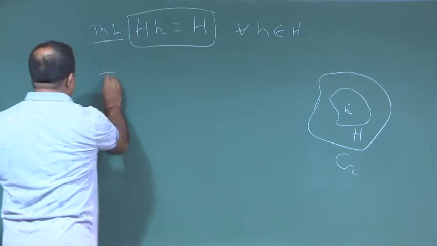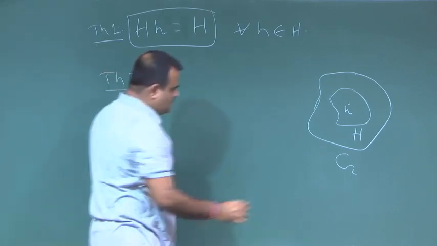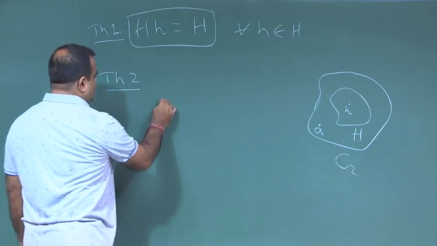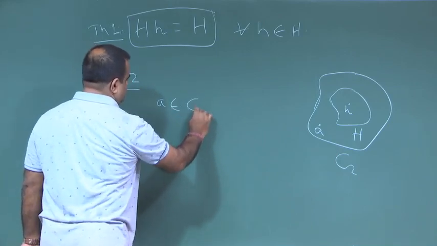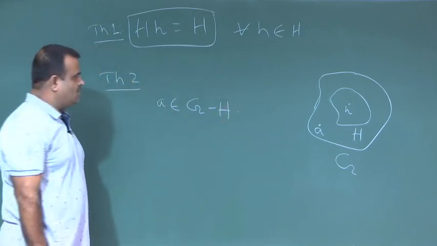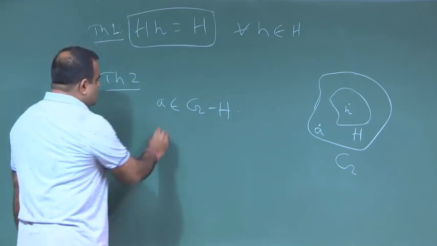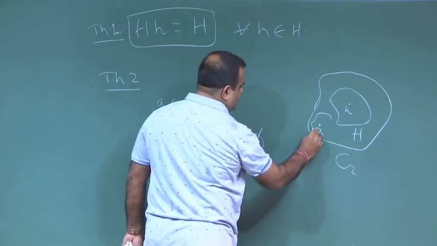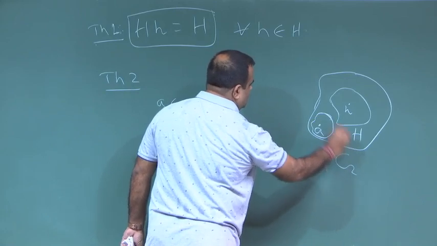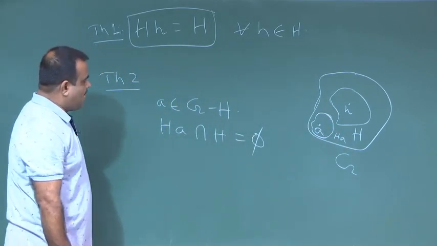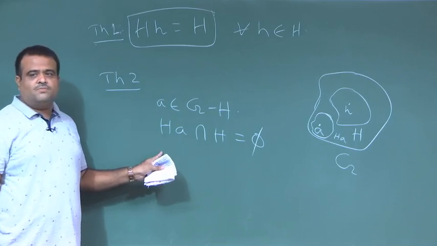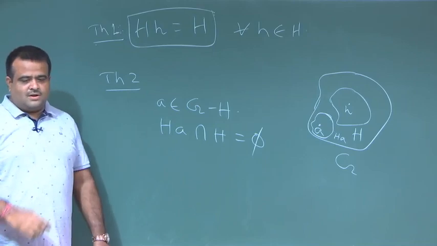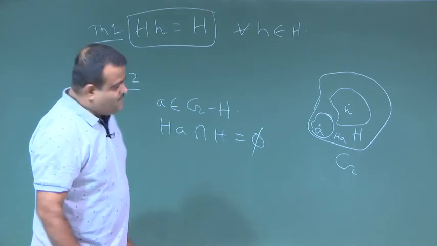Now, theorem 2 is: if you take an element a which is not in H, so a belongs to G minus H, then Ha and H are disjoint, that is, they have no common point. Okay. We did a similar proof for the left coset, so a similar argument can be carried over here.